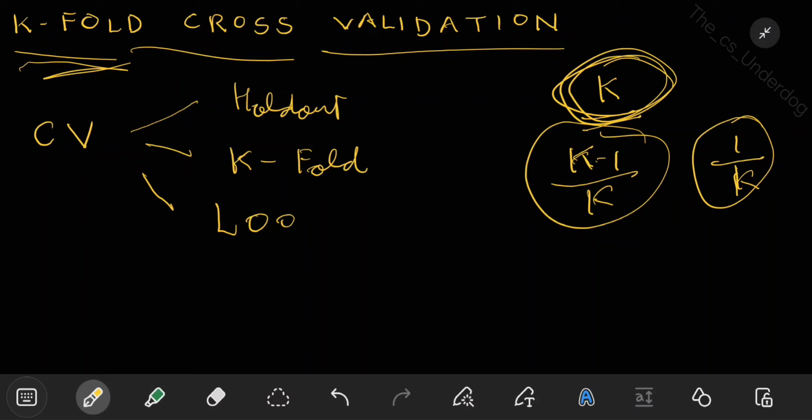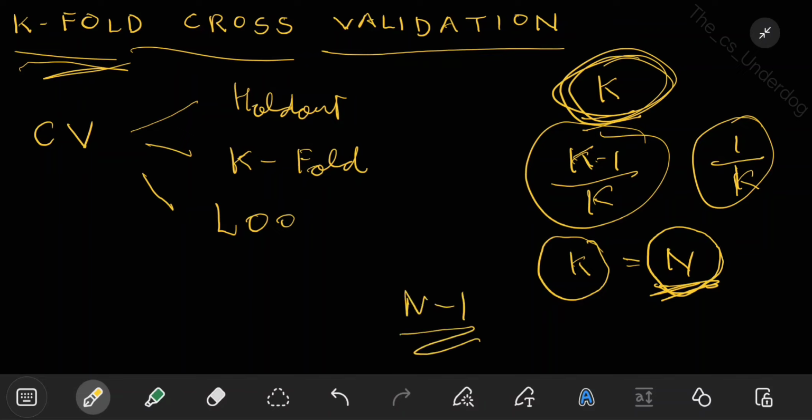validation. In this, your k is equal to n, where n is the total number of data points. Your k you will choose as equal to n, which means for each of your runs, n minus 1 of your points will be used for training and only 1 point is used for validation. Only one particular observation, one particular point, is used for validation. That is leave one out validation.